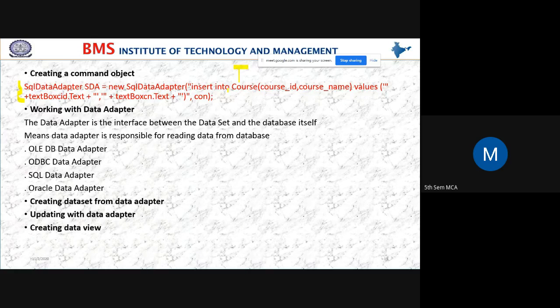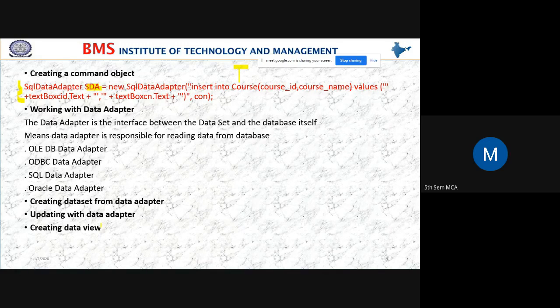What query am I entering? I am writing an insert query. If you want to display some information, then we use a select query. Correct, students? We also use update query and delete query. Whatever query we want to execute, we need a command object. Using a command object, you can run or execute the queries. Understood, students? With the help of a command object, we execute a query. Here in this example, SDA is a command object.